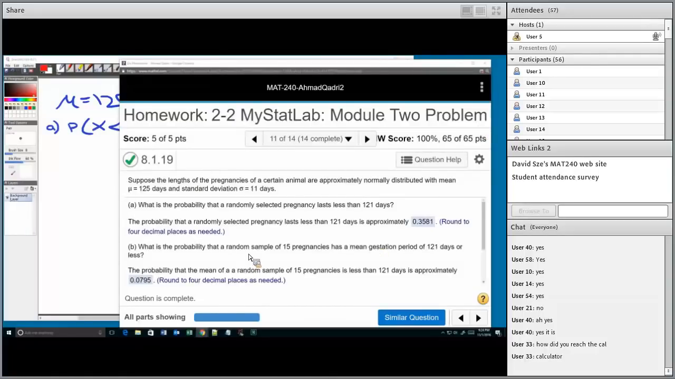Okay. All right. But now the question is different. This is what you're going to have to figure out: what kind of question are they asking you? Now the question says, what is the probability that a random sample of 15 pregnancies has a mean gestation period of 121? Now, the question is asking not to randomly select one pregnancy, right? It's asking what if you select a random sample of 15 of them? Then what is the mean? Okay, sorry, then what is the probability that X is less than 121?